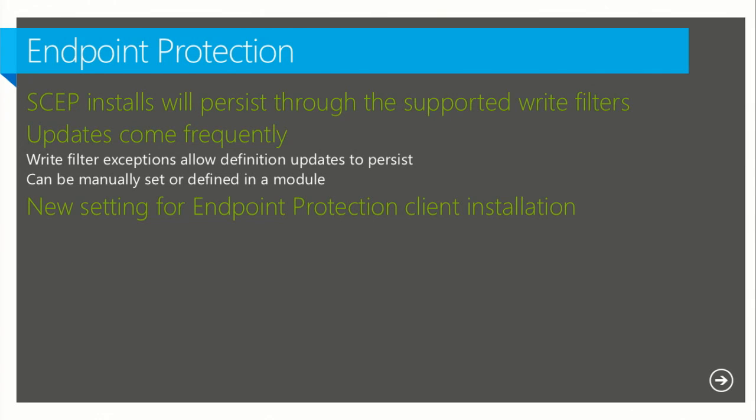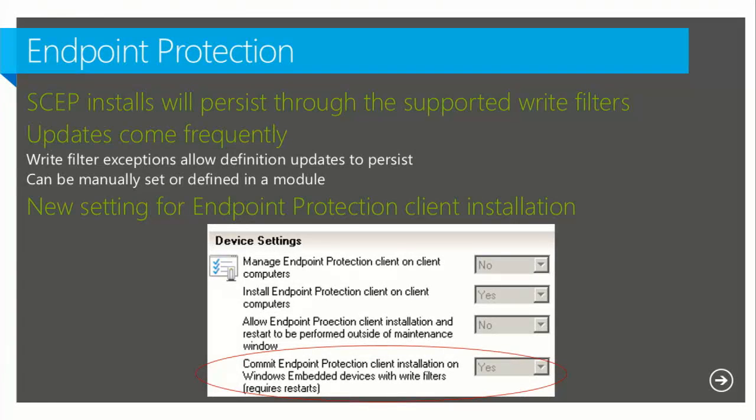And one other thing is for client installation. Imagine the SCEP client, when it installs with write filters enabled, it's not going to persist. Same issue, right? So we added a new setting to handle that: commit endpoint protection client installation on embedded devices with write filters. The default value is set to yes. This essentially tells the system that I don't care about maintenance windows or anything. I want this client installation to persist right away. It's almost like ASAP, but with write filter orchestration. So that takes care of that. Should we reboot? Ready? Sure, yeah.